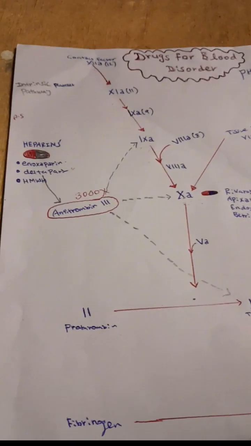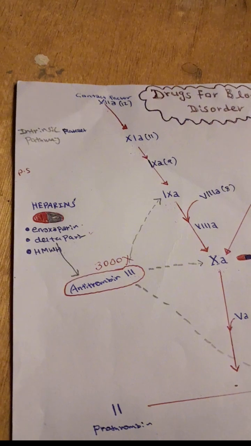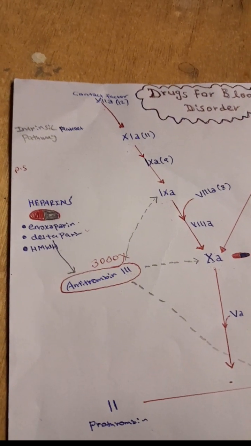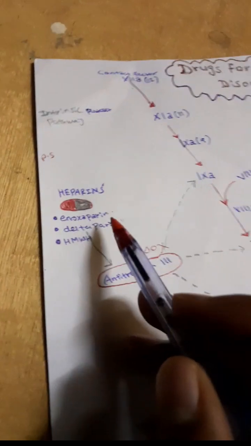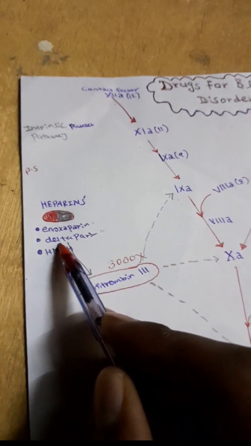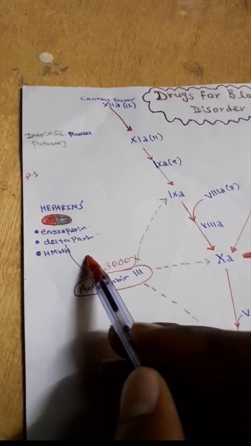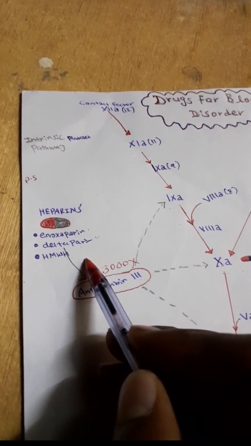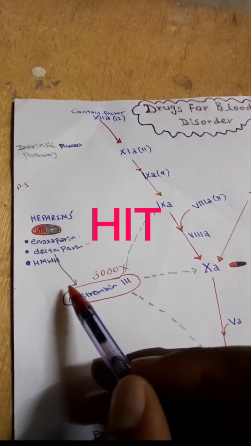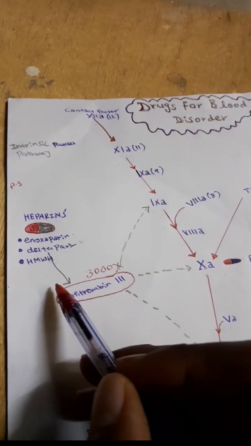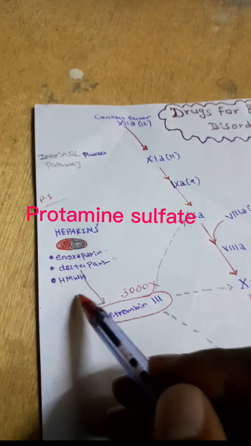We have two types of heparin: high molecular weight heparin and low molecular weight heparin. From low molecular weight heparin, we can mention enoxaparin, dalteparin, and tinzaparin. The high molecular weight heparin is responsible for heparin-induced thrombocytopenia; this is an adverse effect of high molecular weight heparin. And protamine sulfate is the antidote for high molecular weight heparin.